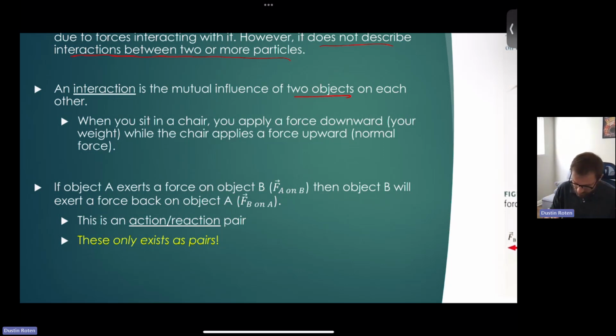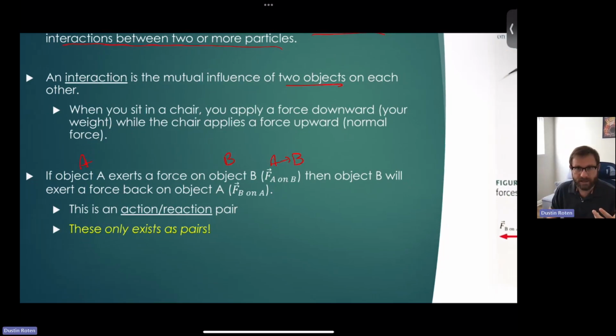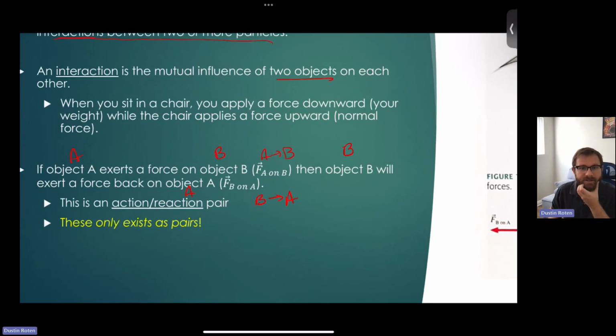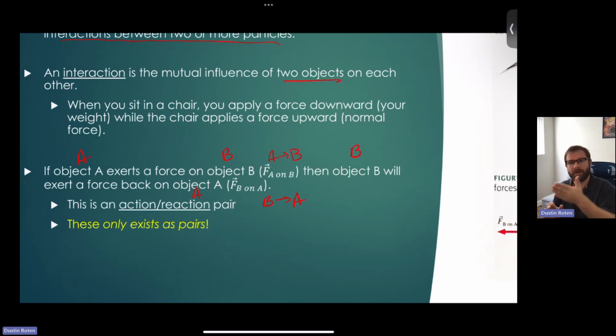Okay, so if object A exerts a force on B, so we have A on B, then Newton's third law says that we should also have a B on A force, okay? So if A acts on B, then B will exert a force back on A. So this is an action-reaction pair. We have some object doing an action, so A on B. Then we also have the reaction, B on A. And these, of course, only exist in pairs.